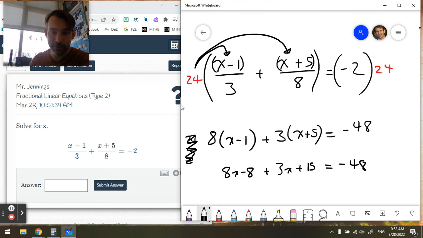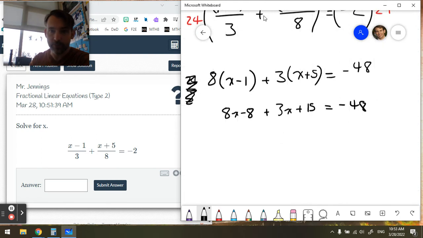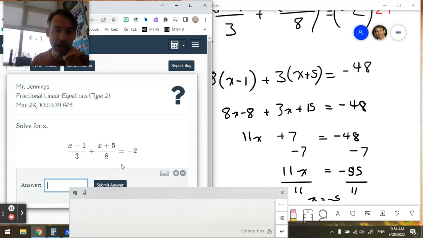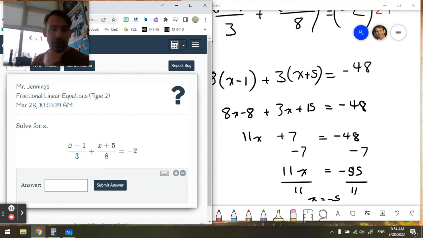Now I collect like terms. So I have 11x plus 7 equals negative 48. And then I subtract 7 from both sides to give me 48 minus 7 would be minus 55. There's my factor 11. Isn't this a beautiful problem? 11x equals minus 55. Divide both sides by 11. X is equal to negative 5. And then you can, of course, substitute it in here and check.